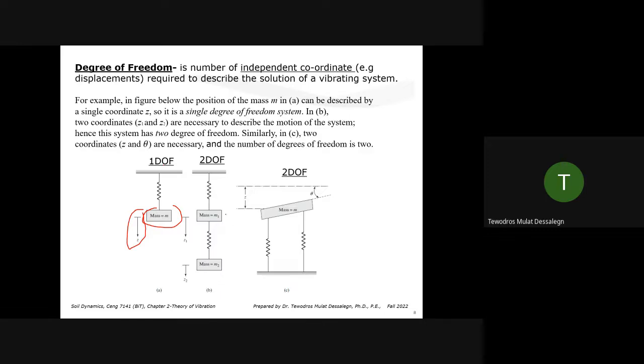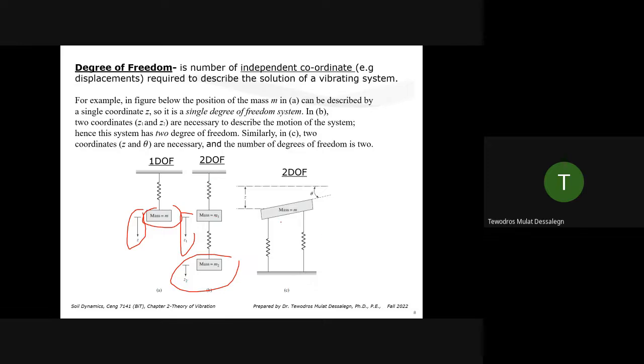If you have two masses with two springs and vibrating, one coordinate will not be enough. For example, this coordinate tells us the location of this mass, but it cannot tell us the location of the second mass. So we need a second coordinate. This is assuming only vertical vibration. So you need two coordinates, and we call it a 2 degree of freedom system.